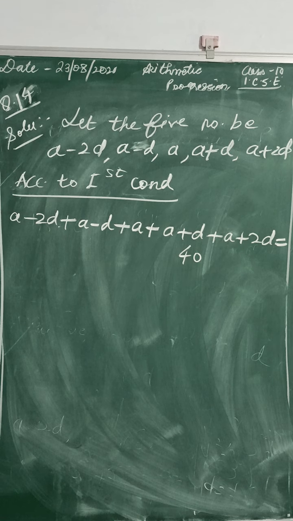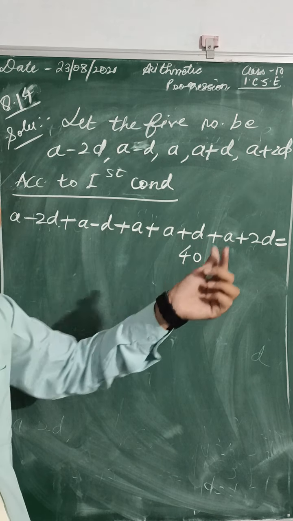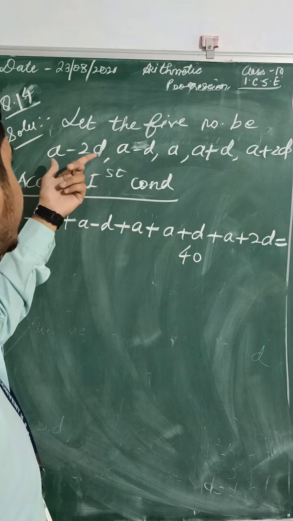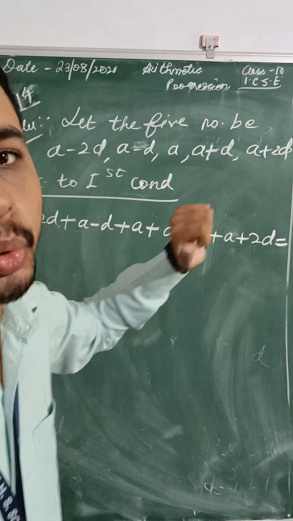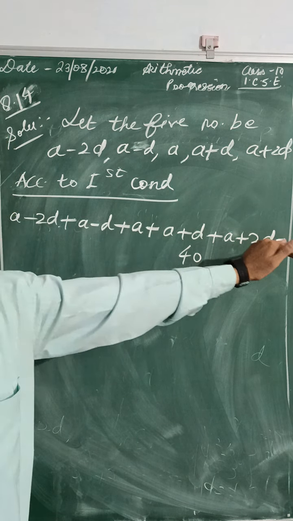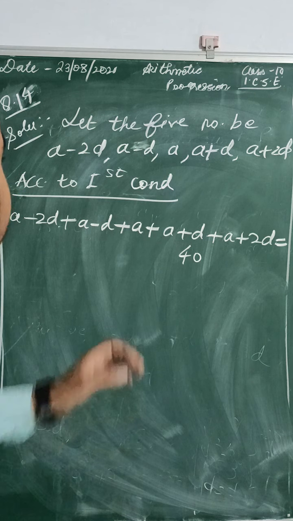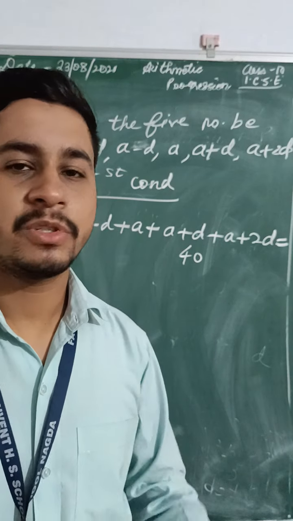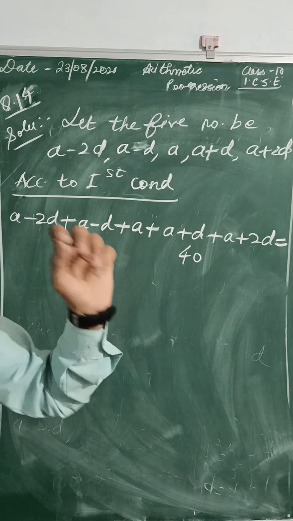Okay, so the question says that the sum of 5 numbers is 40 and the product of the first and last is 28. So let the 5 numbers be a minus 2d, a minus d, a, a plus d and a plus 2d. So according to the first condition, we have to sum them. You know, one thing have you spotted, that we have considered the 3 terms, 4 terms, 5 terms in such a way that one variable is eliminated.